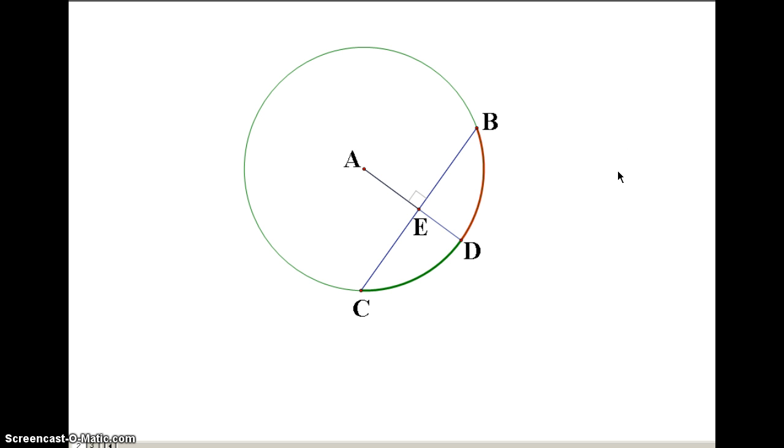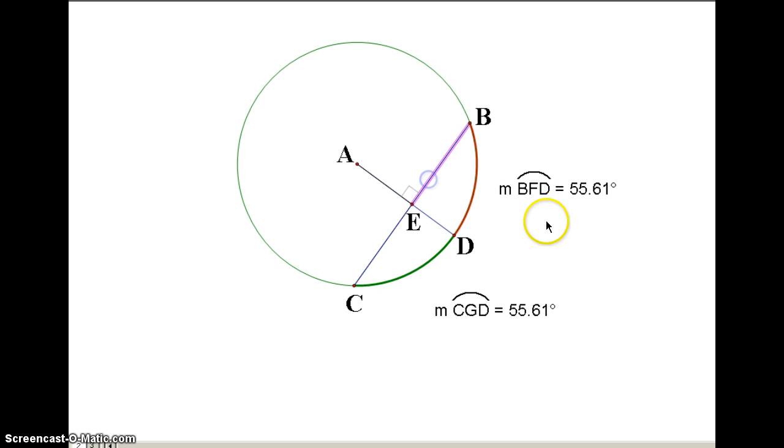Now something special actually happens when a radius is in fact perpendicular to a chord. So let's discover what happens. Let's first look at these minor arcs, and you'll notice that I have the minor arcs two different colors. So we have arc BD, which is 55.61 degrees, and arc CD, which is also 55.61. Look at that. So those arcs are congruent. Now, why do you think that is? Well, it has to do with the fact that that radius is perpendicular to the chord.